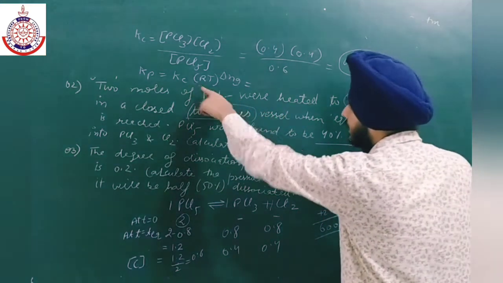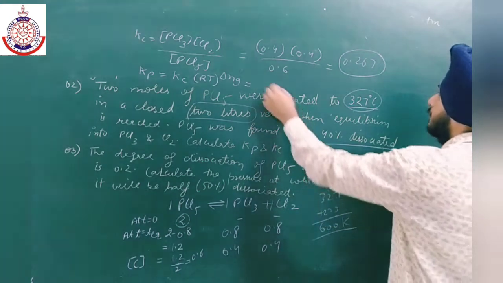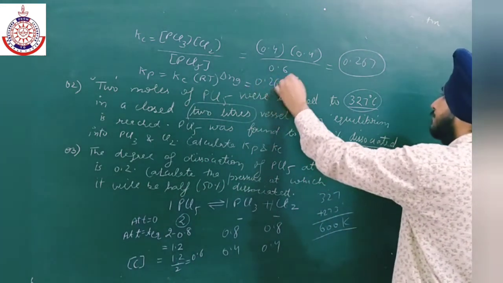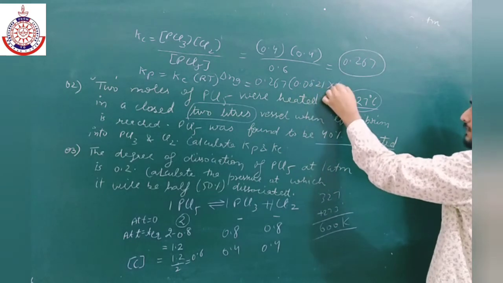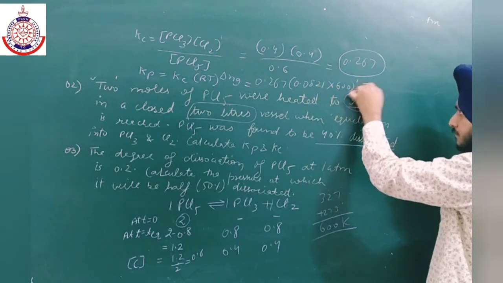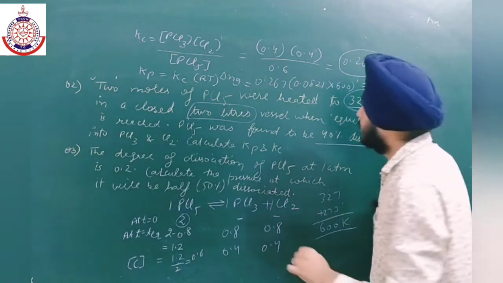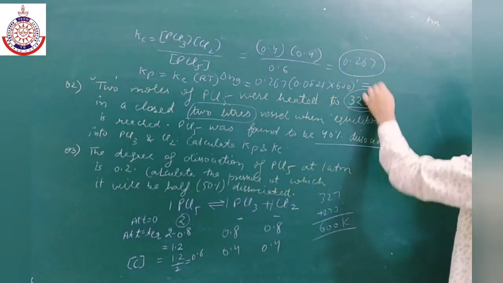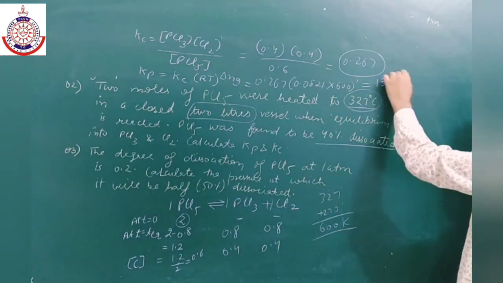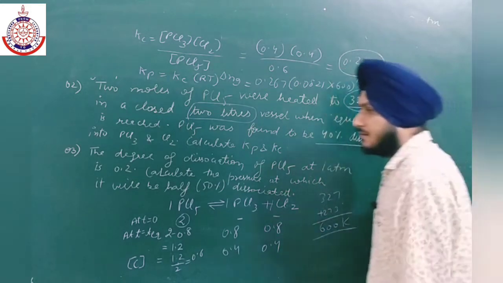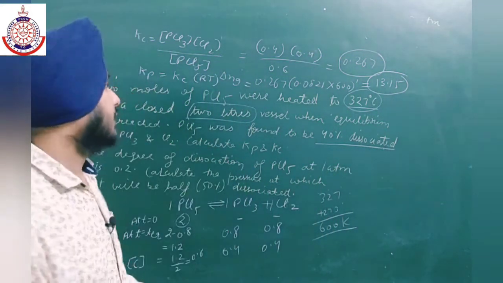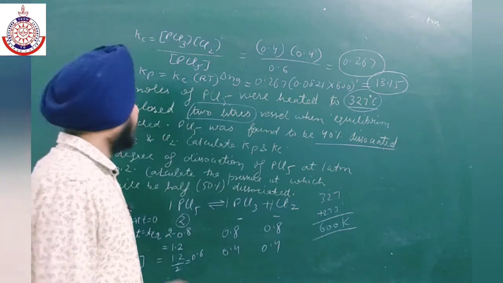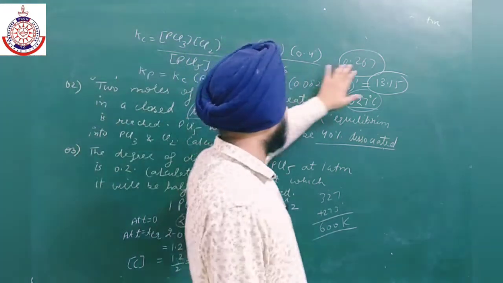So let us put the value: Kc 0.267 into R 0.0821 into T 600 to the power 1, because delta Ng is 1. After solving, this comes out to be 13.15. I have already calculated the value, it comes out to be 13.15. So this is the Kp value and this is the Kc value.